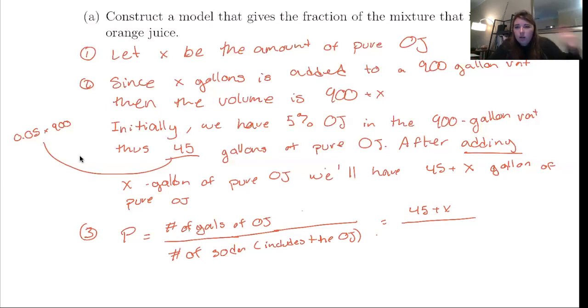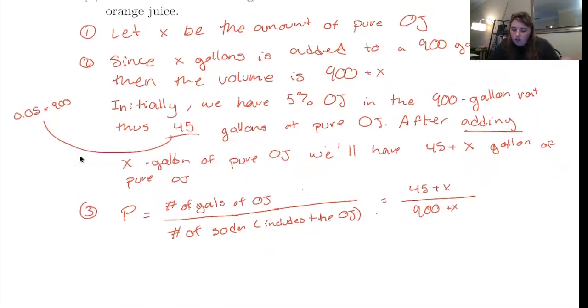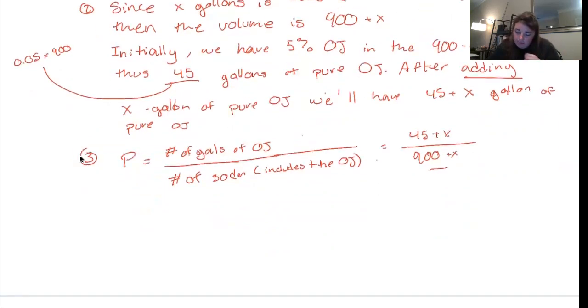If I start out with 900 gallons, what's going to be, yeah, 900 plus X. That's why we can't just double the amount of OJ that we've put in. Like, oh, if there's already 45, add another 45. Well, that affects the denominator too. So I need to add a little bit more than you're thinking.